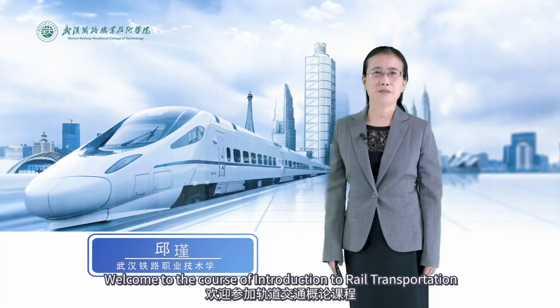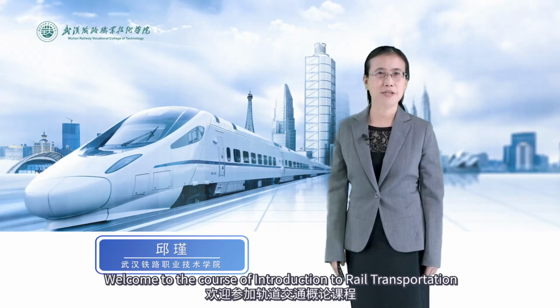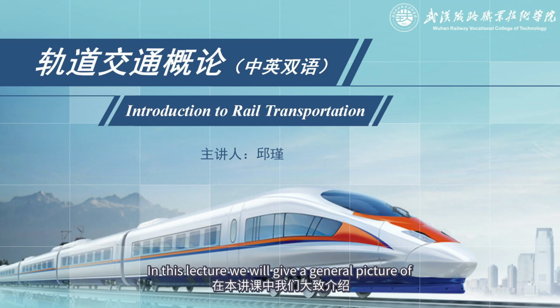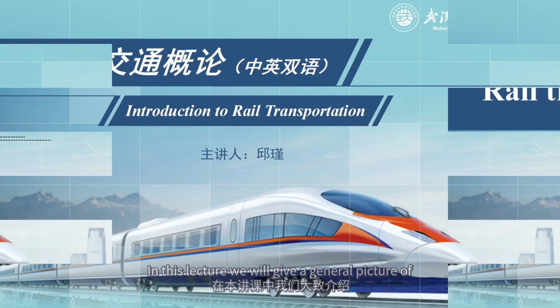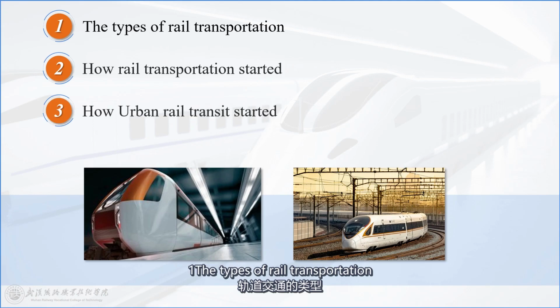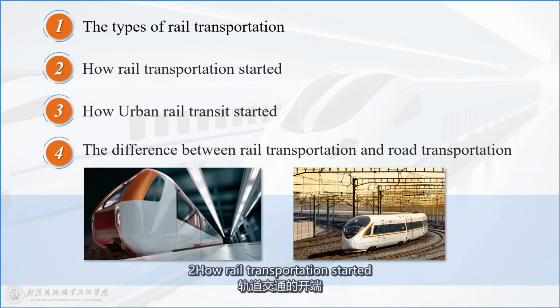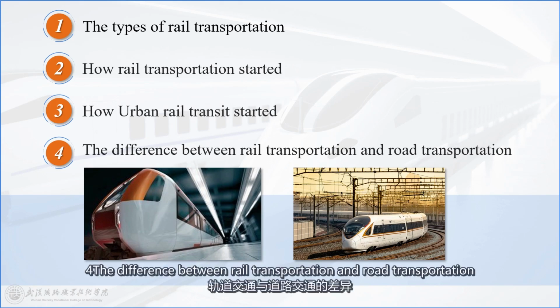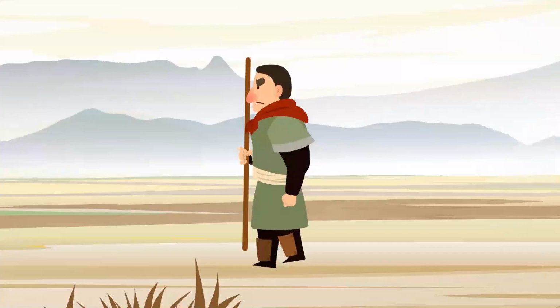Welcome to the course of Introduction to Rail Transportation. In this lecture, we will give a general picture of what is rail transportation. We're going to cover the following aspects: the types of rail transportation, how rail transportation started, how urban rail transit started, and the difference between rail transportation and road transportation.